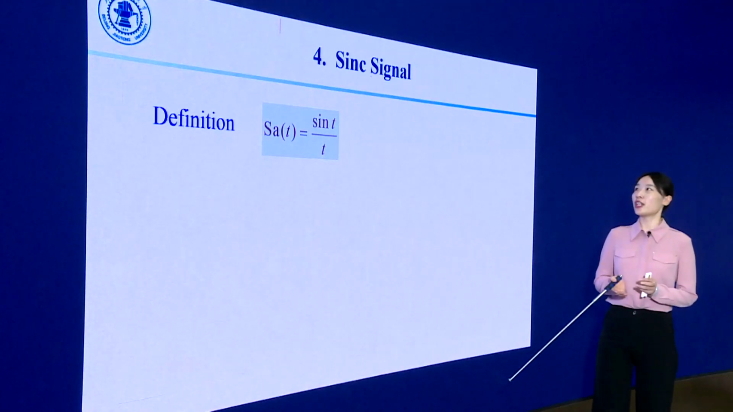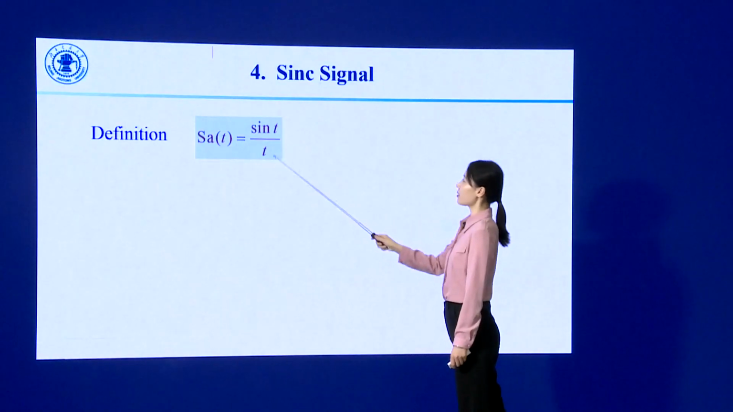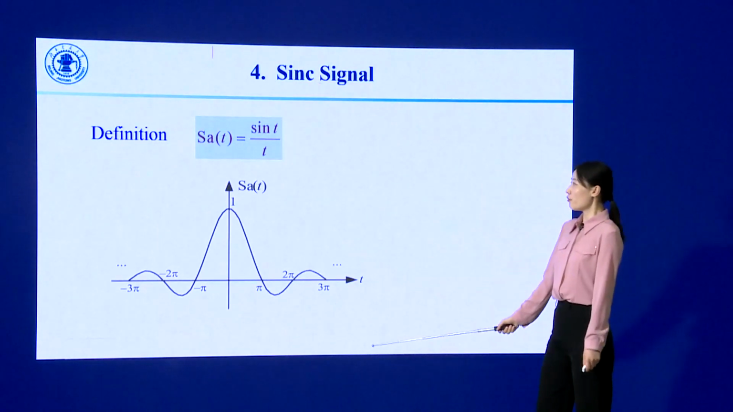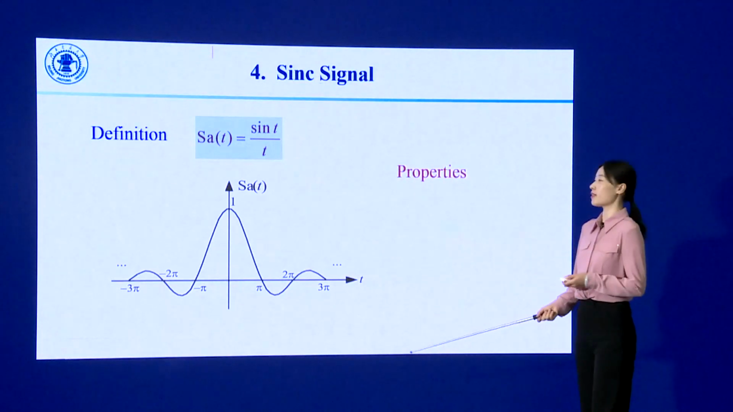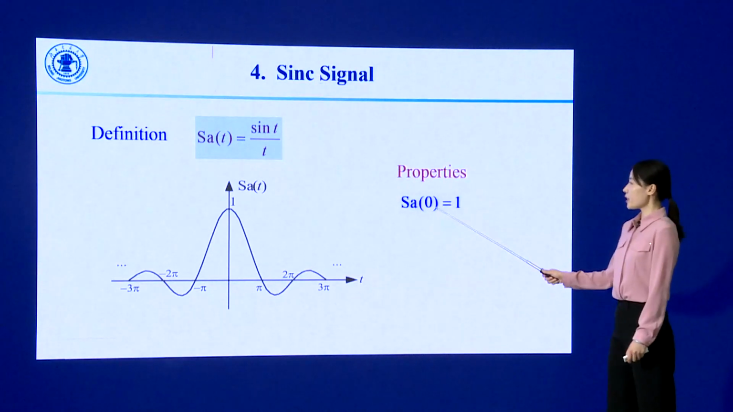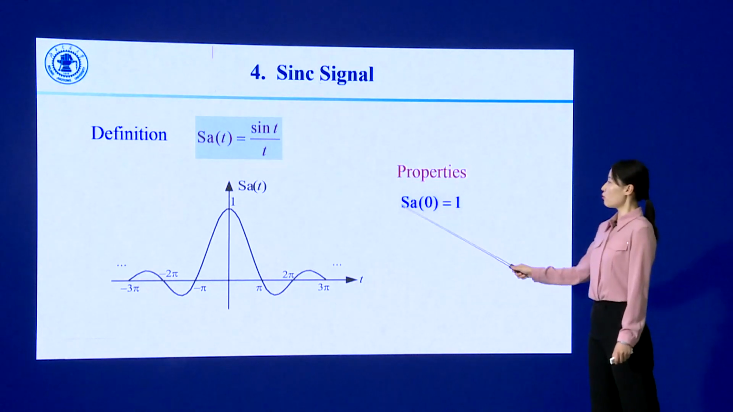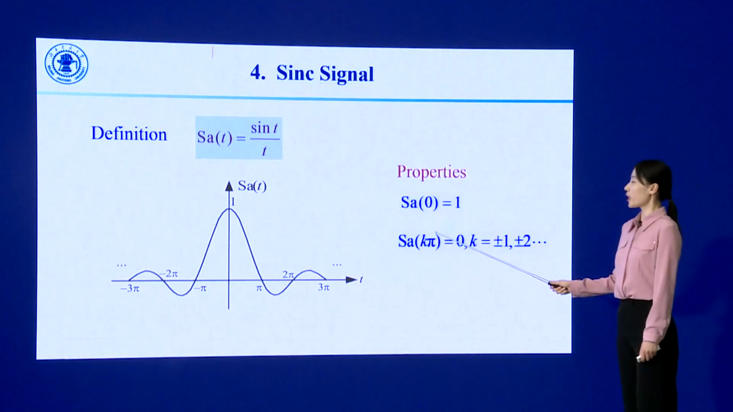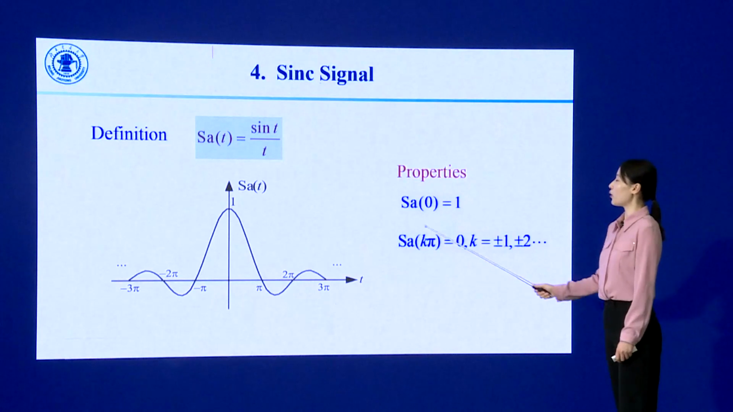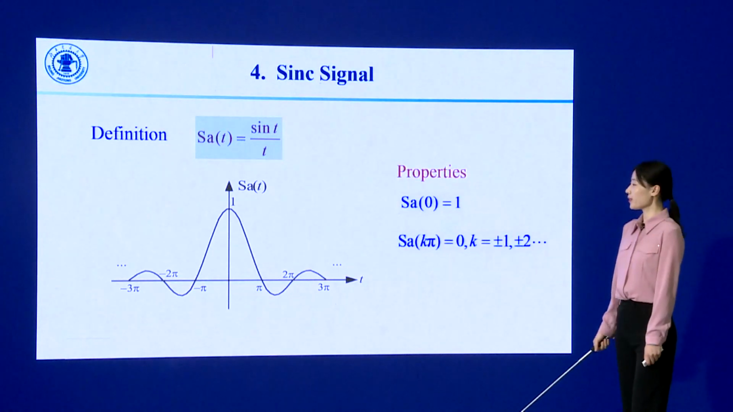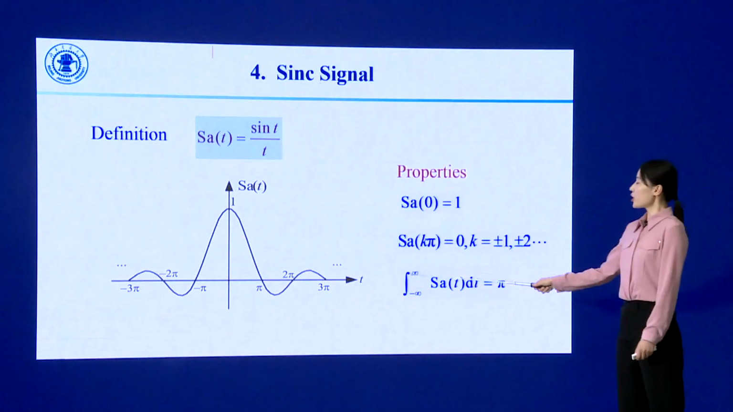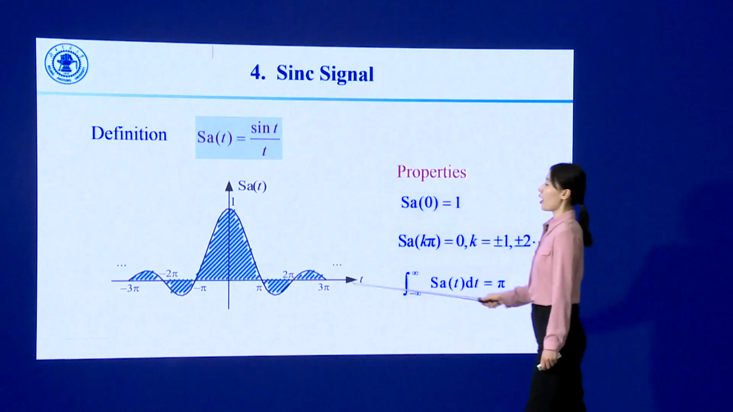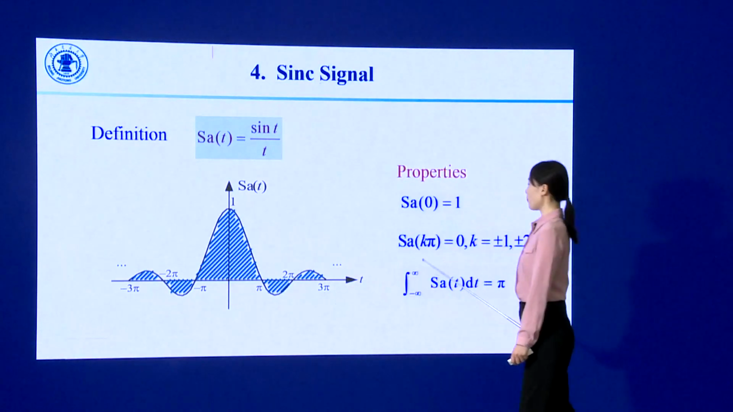Finally, we introduce the sixth signal. It can be defined as sin t over t. And here is a waveform. This signal has some properties. When t is equal to 0, the value is equal to 1. When t is equal to k times pi, the value is equal to 0. The integration of the signal equals pi. That is to say, the area of this signal is equal to pi.